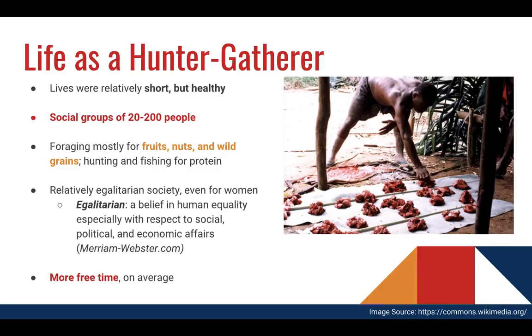The image that you see here is of a modern hunter-gatherer portioning out meat from a kill. And you can see that, going back to the discussion of egalitarian, he's portioning it out in relatively equal portions for men and women of the tribe. So just because he killed it, he doesn't get a bigger piece. Everything is shared in these hunting and gathering communities.